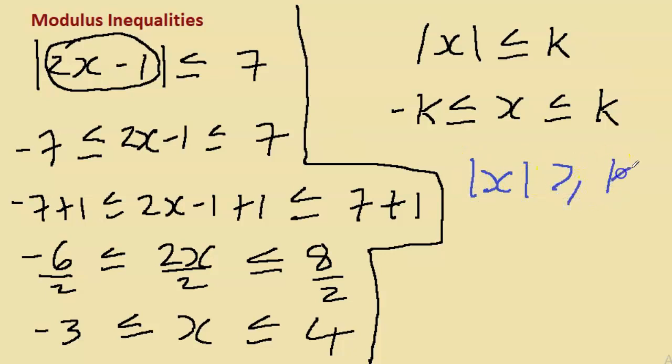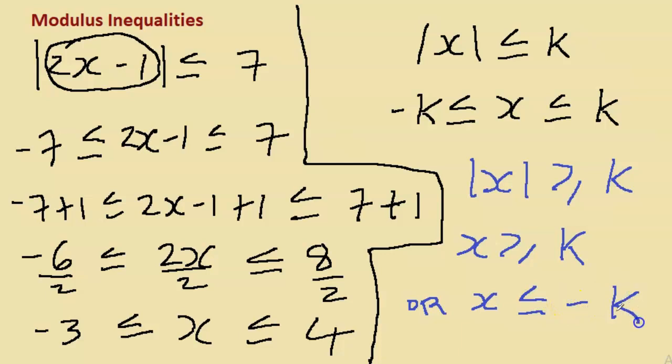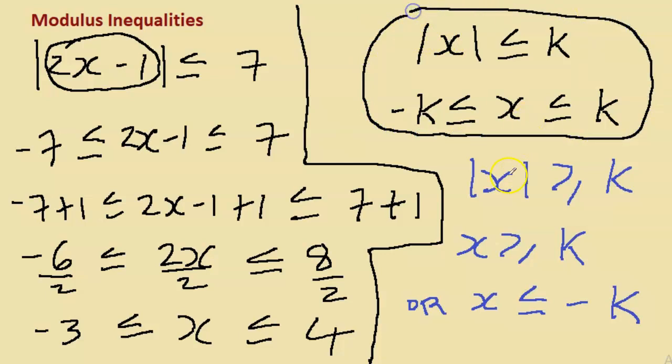If the modulus is greater than or equal to k, then x would be greater than or equal to the positive value, or x would be less than or equal to the negative value. Alright, so this is for this. That's when you have the less than, and this is for when you have the greater than or greater than or equal to.